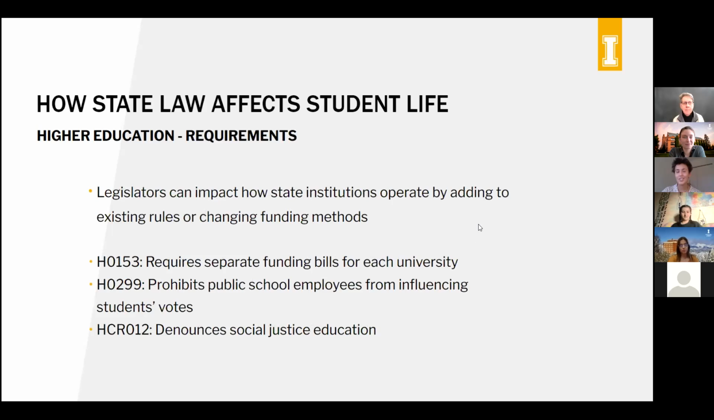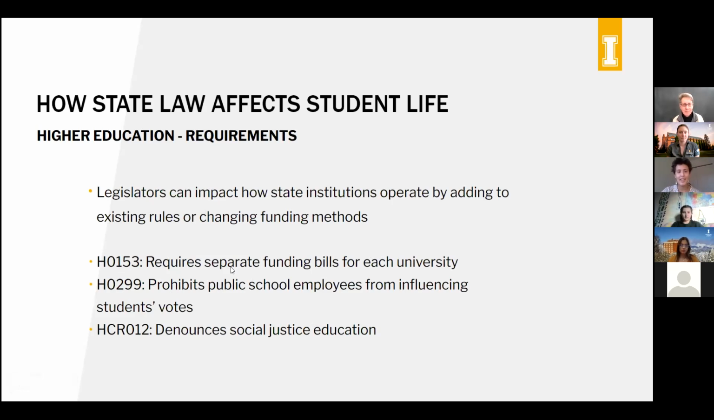Another way that the legislature can affect higher education is by implementing different requirements and different funding formulas for our universities. So first off, House Bill 153 was proposed and it would require separate funding bills for each university. That would allow legislators to look at each of the different universities, look at what we're offering, and decide which universities they want to offer more money instead of allowing that decision to be made by the State Board of Education. That bill actually died in committee back in February.